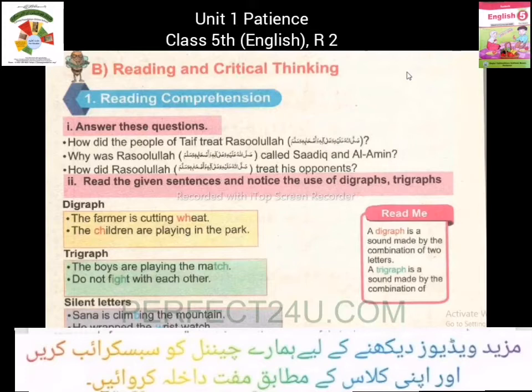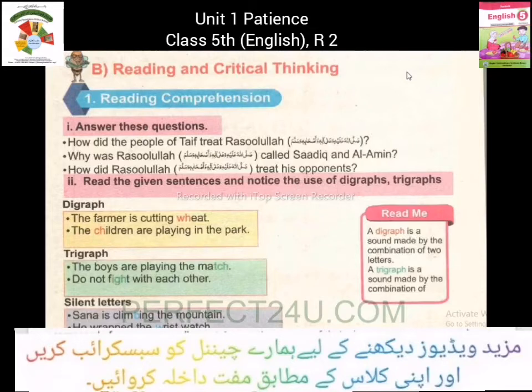So in the word children, the letters C and H produce one sound, that is the ch sound. Children are playing in the park. Children. So the ch sound is produced. So that is also a digraph. Next is a trigraph, that is, the boys are playing the match.